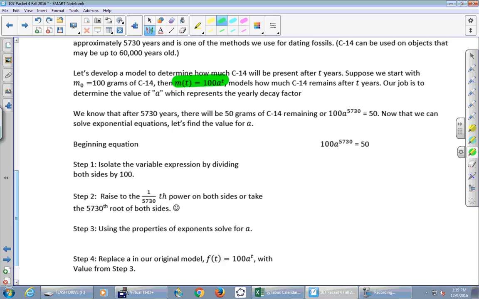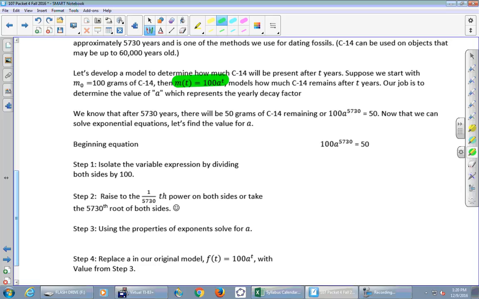Suppose that the amount of carbon-14 present T years after we start this experiment is given by this formula, 100 times A to the T. Initially, we're just going to pretend we have 100 grams of this stuff in the bone that we are studying, 100 times A to the T. Okay, and the goal is to find A.